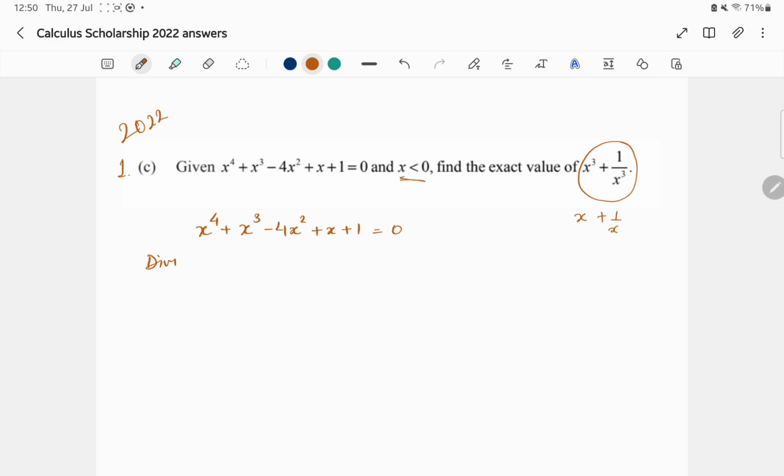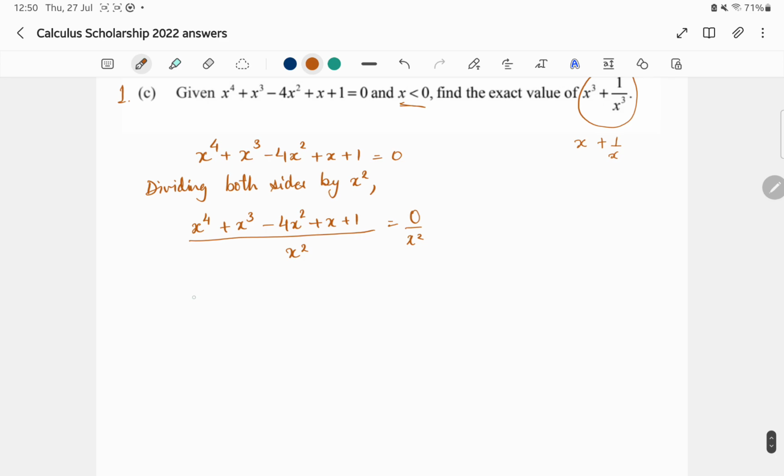So dividing both sides by x squared, we will get x to the power 4 plus x cubed minus 4x squared plus 1 over x squared is equal to 0 over x squared. So here we'll be left with x squared plus x minus 4 plus 1 over x plus 1 over x squared is equal to 0, right?